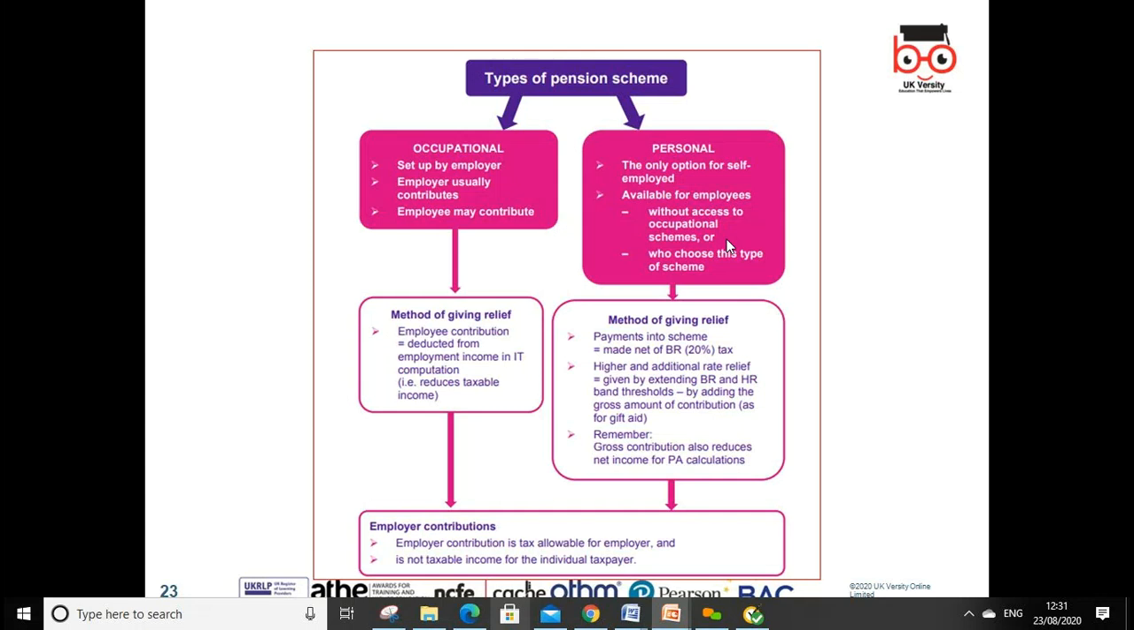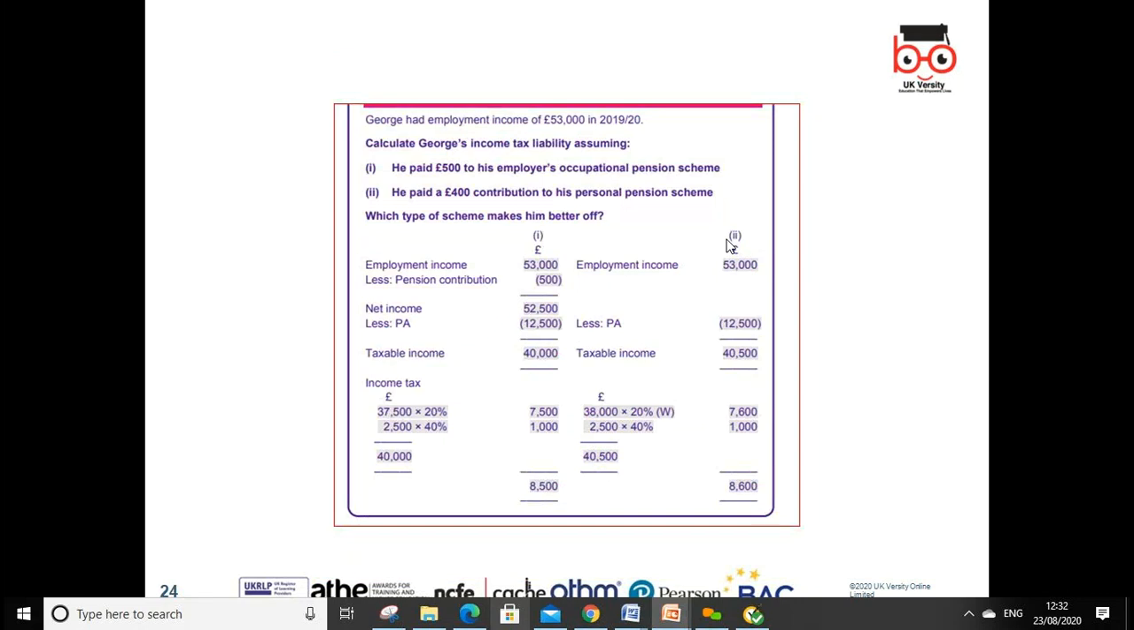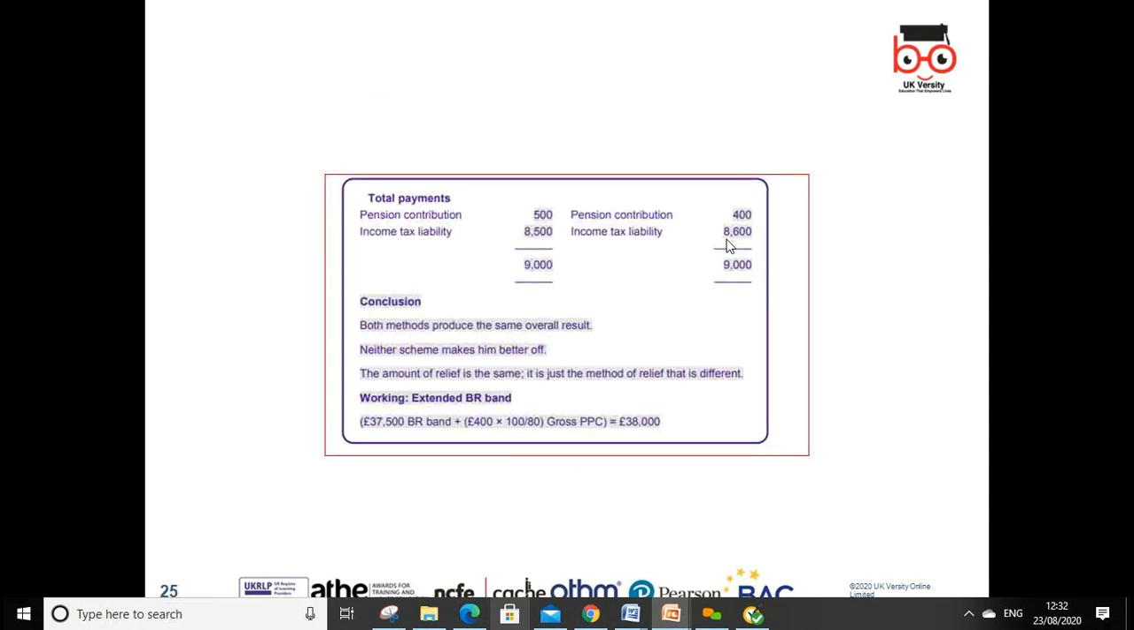Yes, so that's all the working which shows the tax. Then types of pension: occupational pension and personal pension. Method 1 of giving relief is the contribution deducted from the employment income in the income tax calculation. Method 2 is giving relief this way: employment income less the pension contribution, net income next, then your personal allowance, taxable income, then you calculate the tax on it, and we can find the taxable liability. That's the way we can address it and calculate the tax.